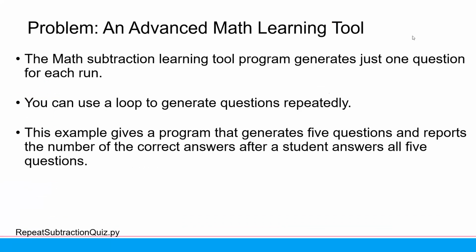So last week we finished dealing with this program. This problem is about the advanced smart learning tool. When we try to create the math program, I think you have the report last time. We just generated one question. What is wrong? Okay. So last time we just generated one time. So we can use a loop to generate the question repeatedly.